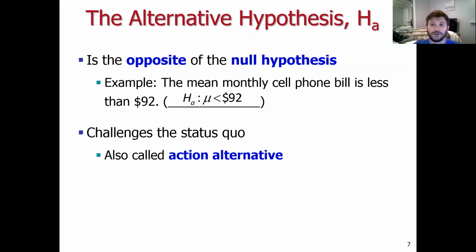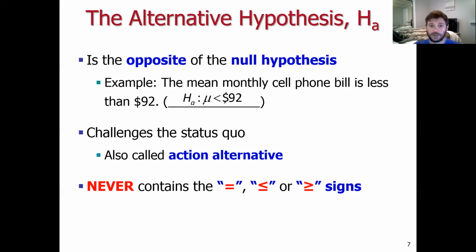And one way you know you're dealing with a properly specified alternative hypothesis is that it will never contain equality in any form. No equal sign, no greater than or equal to, no less than or equal to. It'll contain strict inequalities like the strict greater than or less than sign, or the not equals sign in the case of what we call a two-tailed test. But this is the idea.